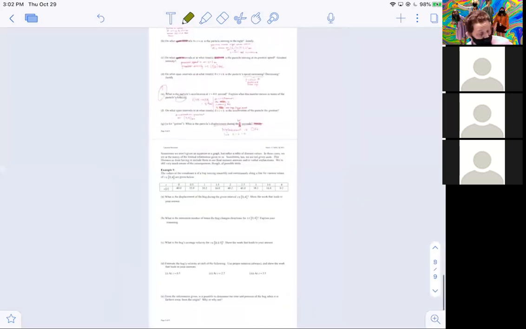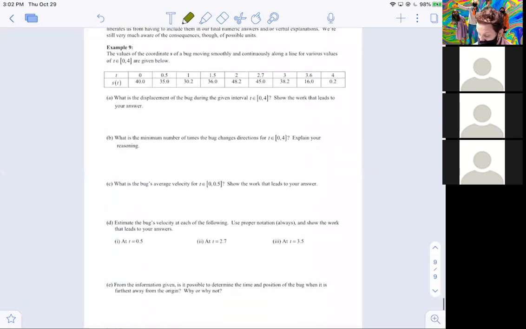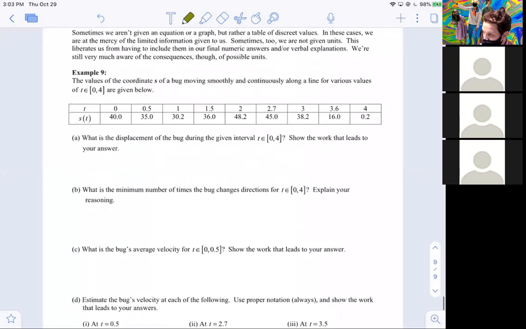I don't know if I can make it. How much time we got? 13 minutes. You think we can make it? You want to shoot for it? Or you save it for later? It's a good stopping point because now we're moving from graphs to tables of values. So we'll stop right there.